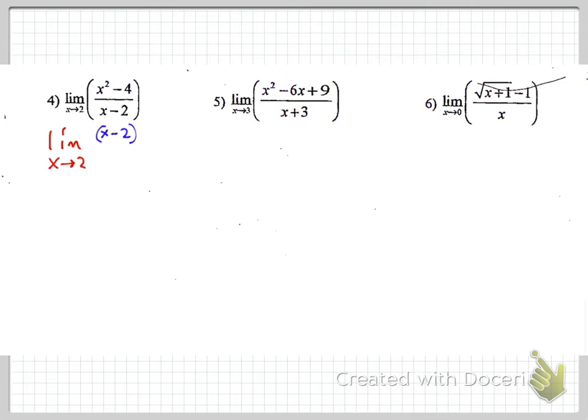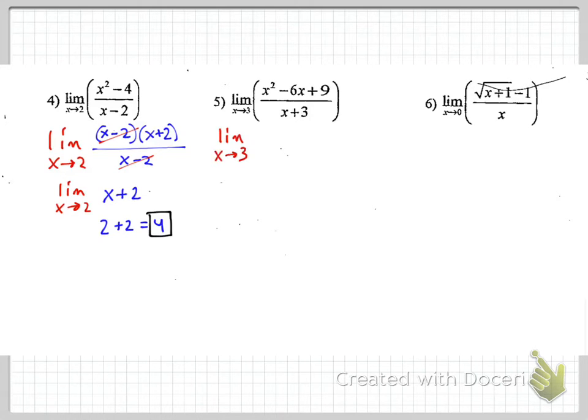Moving on to number 4, again, write the limit as x approaches 2. I notice that I cannot substitute 2 in because the denominator would be 0. So I factor the difference of squares in the numerator. X minus 2 can now be divided out. Now I can substitute a 2 in, and we get 4.